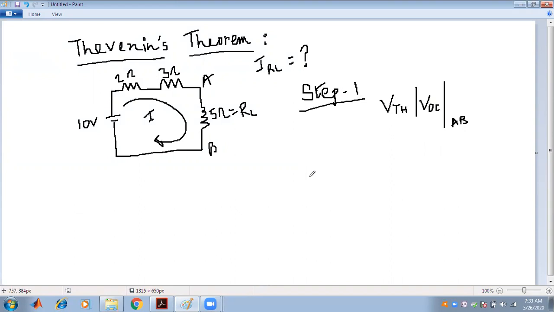So how will we find it? We have to open that particular part. So just draw that. First we have to open the RL part, the part across which we have to determine the VTH, or VAB, same as the VOC. VTH stands for Thevenin voltage.